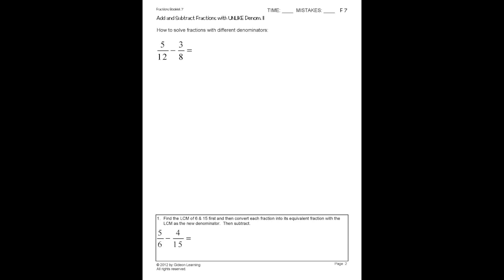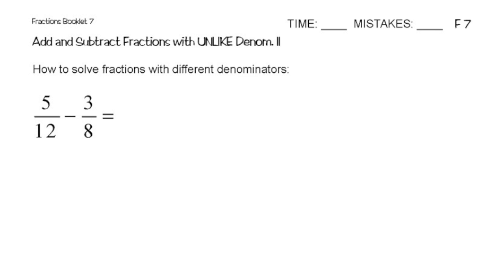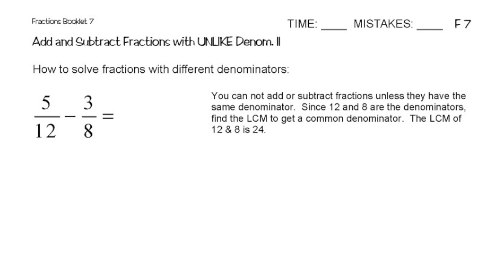Moving on to page number 2, how to solve fractions with different denominators. Let's say I have 5/12 minus 3/8. Okay. So you cannot add or subtract fractions unless they have the same denominator. We've said that multiple times now. Since 12 and 8 are the denominators, find the LCM to get a common denominator. In this case, the LCM of 12 and 8 is 24. We've already done this one. So let's go ahead and try that out.